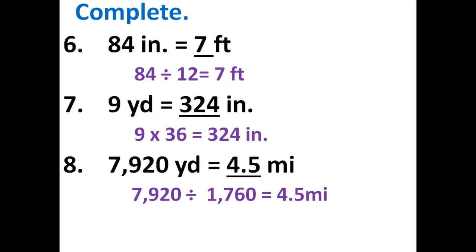9 yards, YD stands for yards, is equal to dash inches. We have to convert yards into inches. You can see the working in the second line. 1 yard is equal to 36 inches. We will multiply 9 by 36 is equal to 324 inches. In the given place, we will write 324 inches.